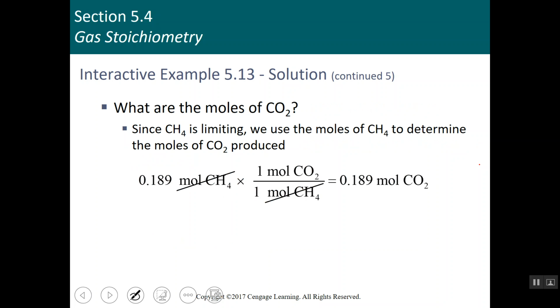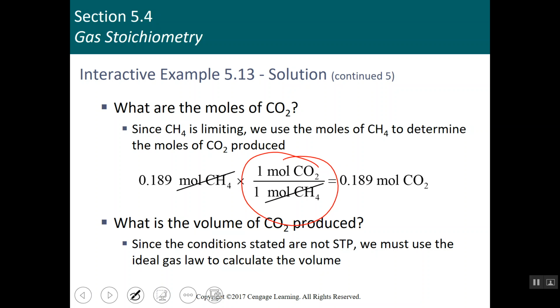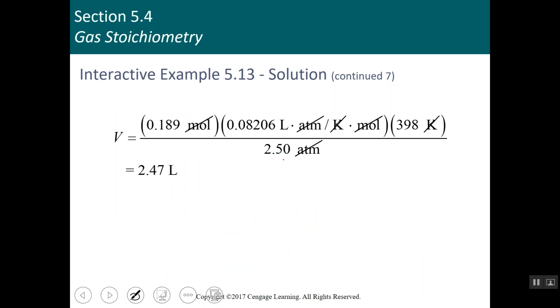This was a 1-to-1 reaction between methane and carbon dioxide. This is from the balanced equation. And so if we have 0.189 moles of methane, we're going to get 0.189 moles of carbon dioxide. We're going to have to put that into the ideal gas law to calculate the volume of carbon dioxide. So we punch that into the ideal gas law, and we come up with 2.47 liters. So, a very lengthy problem, with many, many steps involved, but you can use stoichiometry to calculate volumes of gases.